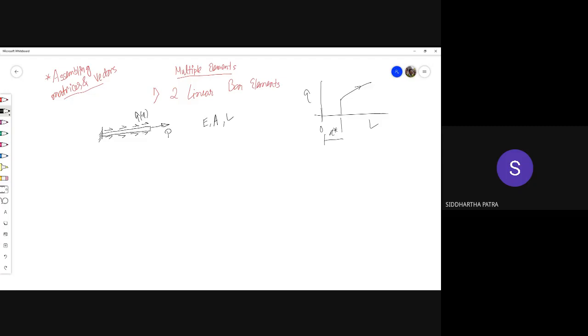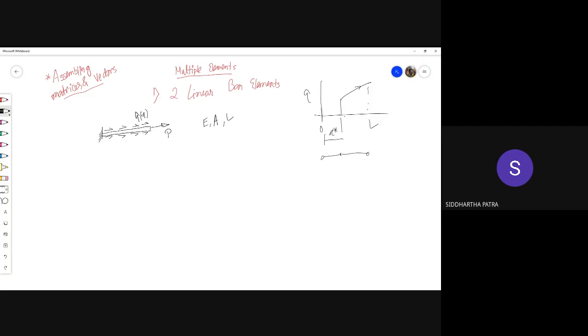And if indeed q is like this, that means q is not continuous. Or q is only applied to part of the bar, then what is suggested is you take multiple elements, typically separating the part where there is q and the part where q is 0. So basically what you can do is take two elements along the length.